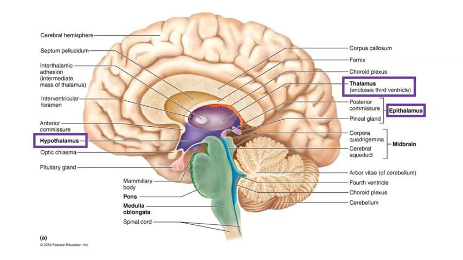The diencephalon consists of three paired structures. The first is the thalamus, which makes up the superior aspect of the diencephalon. Next is the hypothalamus, which is located anteriorly and inferiorly to the thalamus. And then we also have the epithalamus, which is located posteriorly and inferiorly to the thalamus. So when I say these structures are paired, this means that there is a left and a right half to each of these structures.